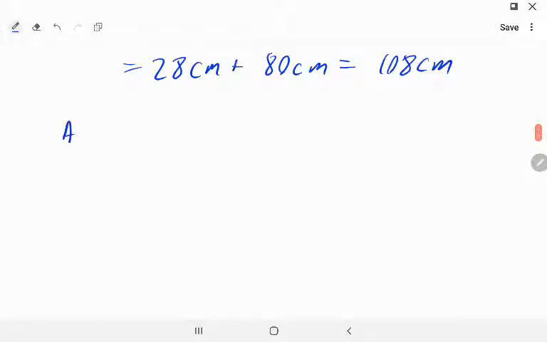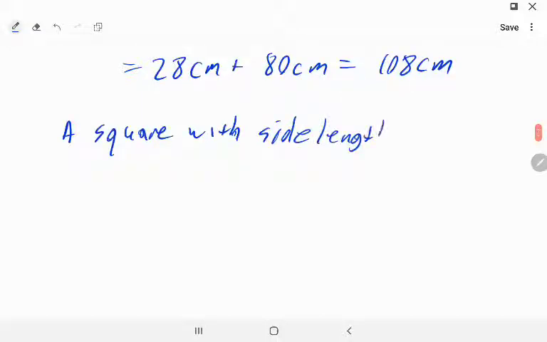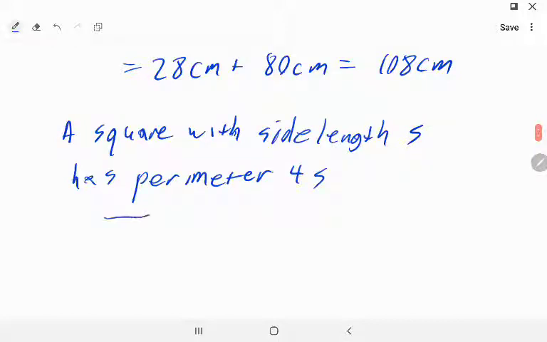So a square with side length S has perimeter 4S, because all 4 sides are the same, so that makes that easy.